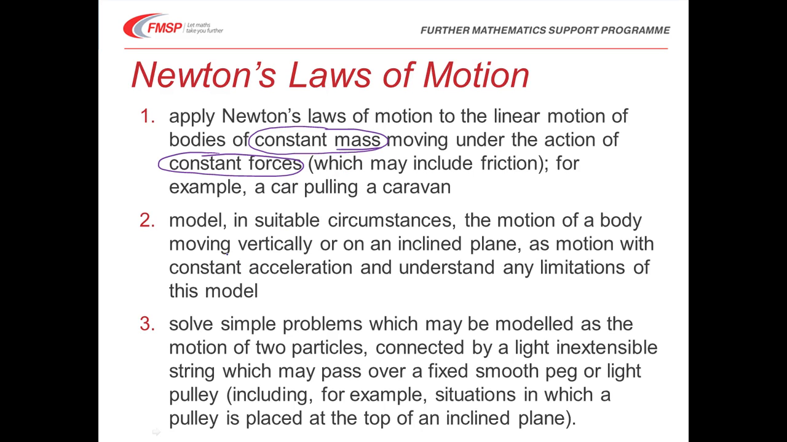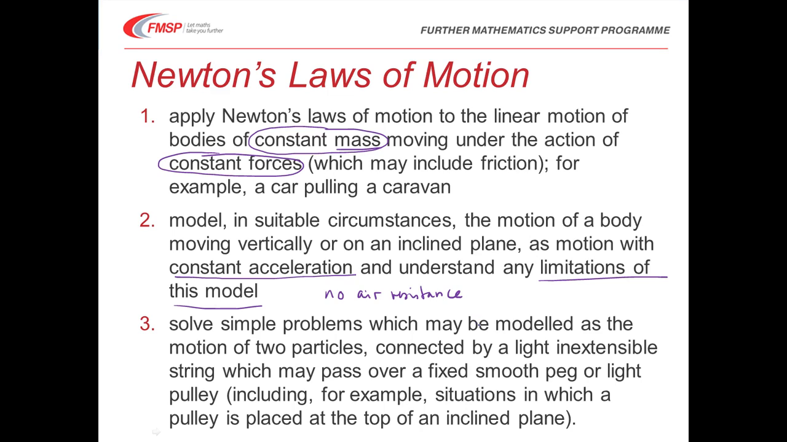Number two, modelling in suitable circumstances the motion of a body as motion with constant acceleration, and consider limitations of this model. Well, typically the simplifications we're making are to reduce the object we're talking about to a particle, and one consequence is that we're ignoring air resistance. So that's an example of a limitation to the model. If we'd included air resistance, perhaps our calculation would be slightly truer to life.